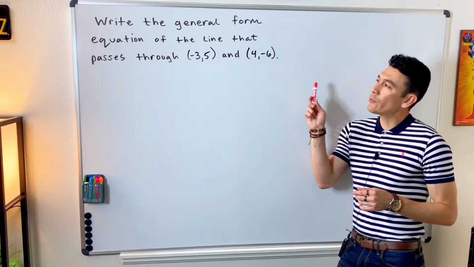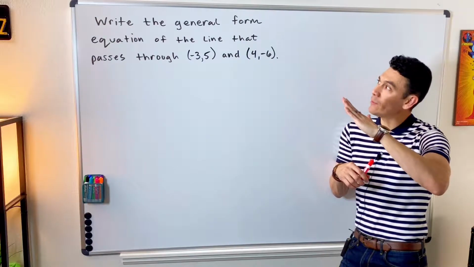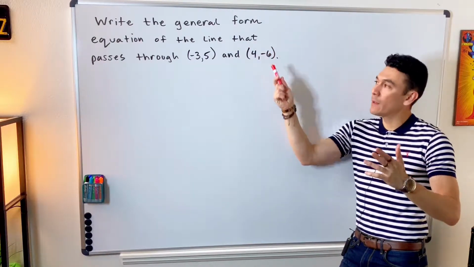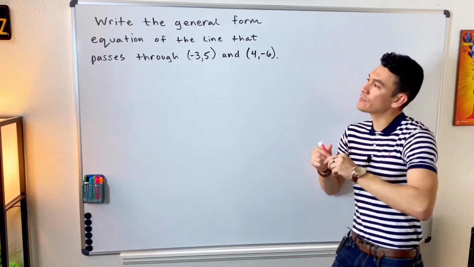So we're given two random points, and between 2 points we can connect a line. And they want the equation of that line presented in what they call general form. But there are a few things that I wish to first bring to your remembrance.